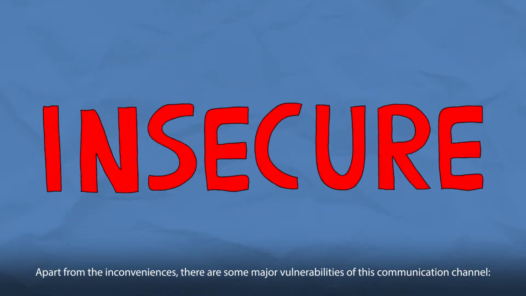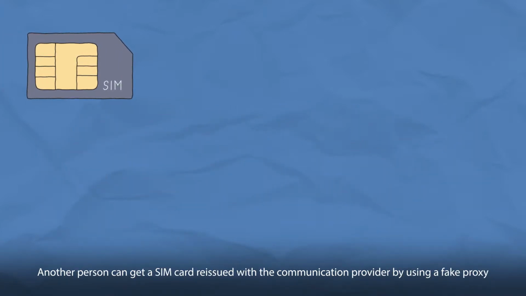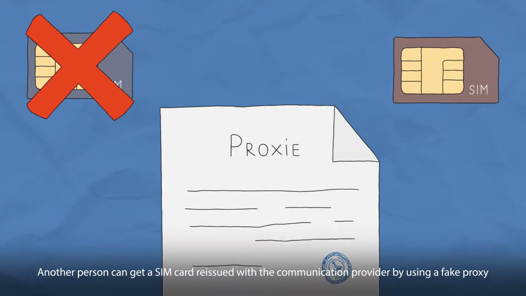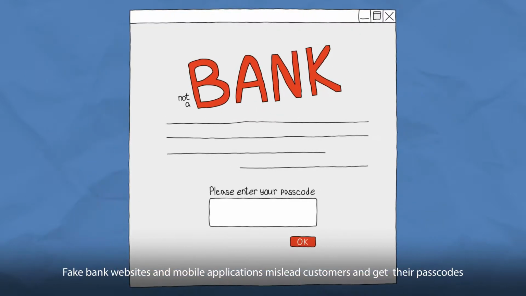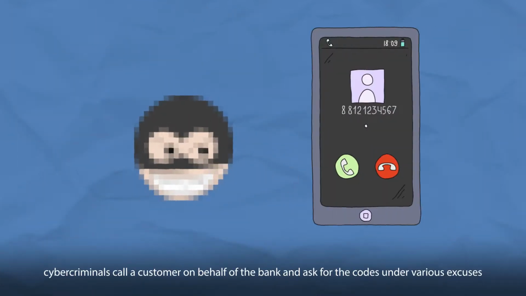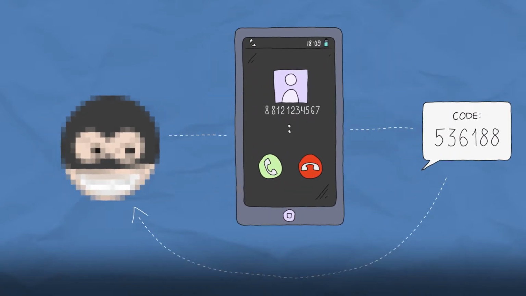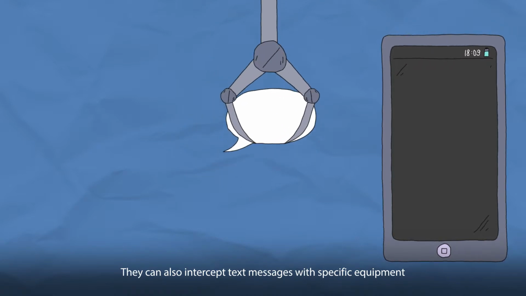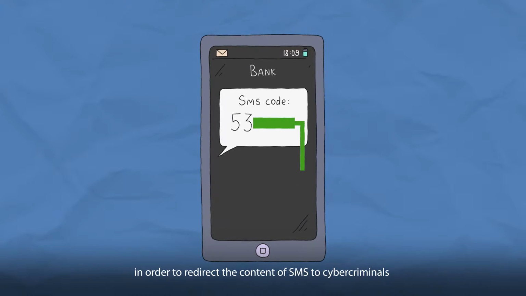Apart from the inconveniences, there are some major vulnerabilities of this communication channel. Another person can get a SIM card reissued with the communication provider by using a fake proxy. Fake bank websites and mobile applications mislead customers and get their passcodes from SMS messages to send them to criminals. Social engineering: cybercriminals call a customer on behalf of the bank and ask for the codes under various excuses. They can also intercept text messages with specific equipment. A malware can install itself on a customer's device in order to redirect the content of SMS to cybercriminals.